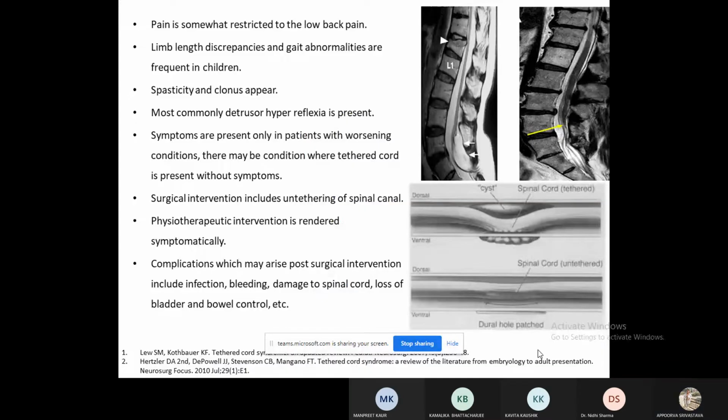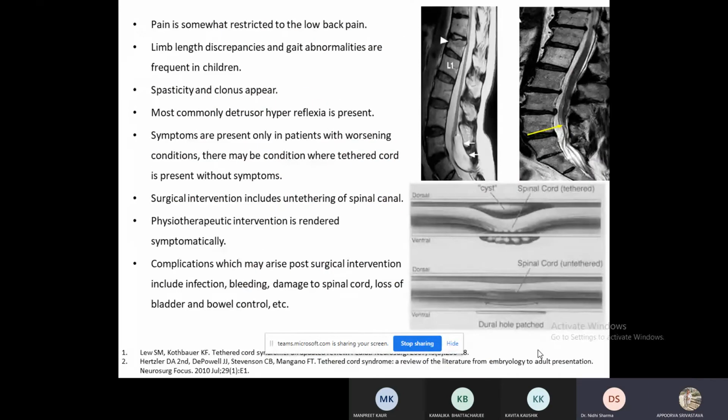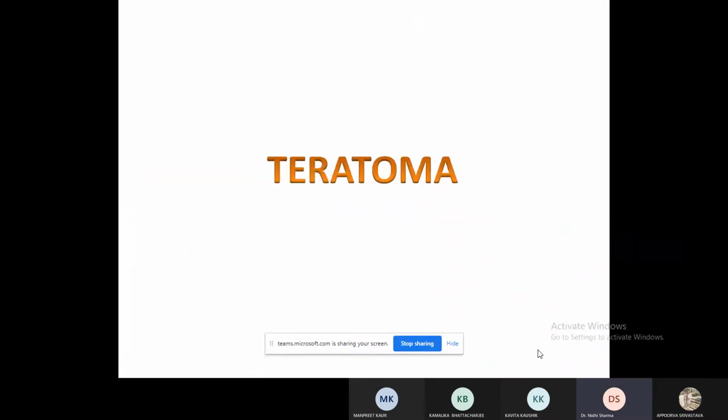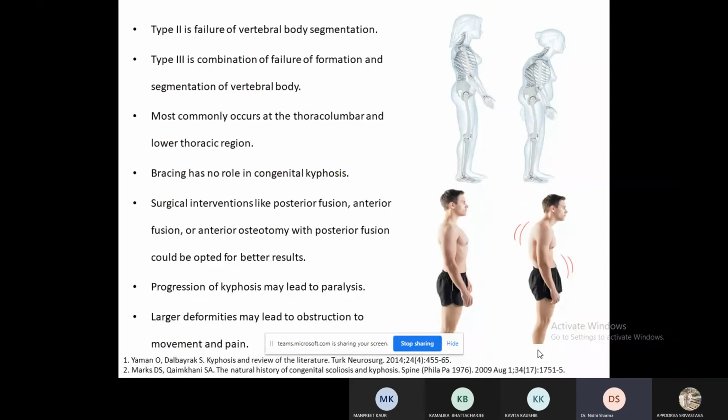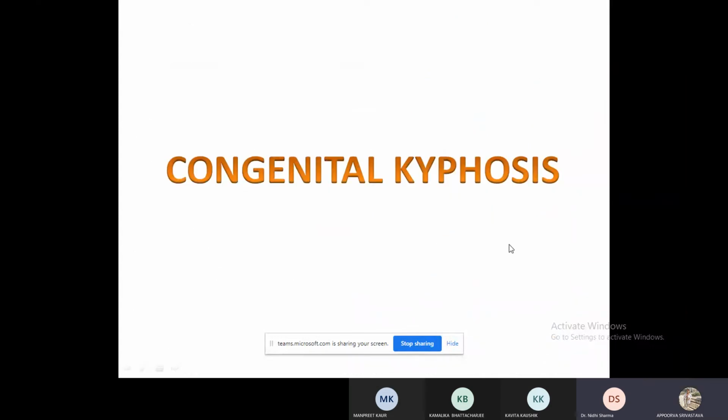This was the last disease. Okay. So I hope the congenital conditions have been completed. Yes, ma'am. Good. Now, Kavita, do you have anything to present? Okay, Apurva, share the slides in the group also. Yes, ma'am. Ma'am, can I stop sharing? Yes. Thank you.